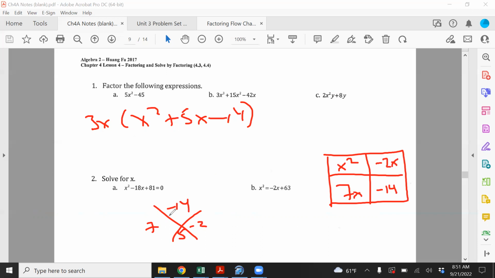So when you do this, what this is really doing is splitting the 5x, because 5x gets split into 7x and -2x, right? Because 7x and -2x is 5x. What can you factor out of the first row? x. What can you factor out of the second row? 7. Okay, now the columns. What can you factor out of the first column? x. What can you factor out of the second column? 2. Done. x plus 7, x minus 2.